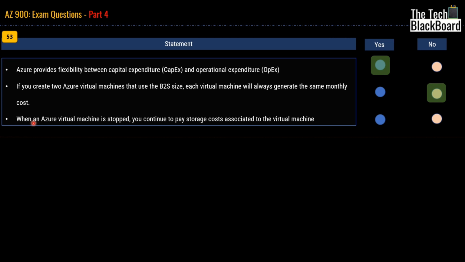Moving on to the third statement, we have: when an Azure virtual machine is stopped, you continue to pay storage costs associated to the virtual machine? Well, the answer for this one is a yes. Reason being that when a virtual machine is stopped, you stop paying the cost which is associated with the virtual machine compute. However, each virtual machine has an associated storage as well. When you stop the virtual machine, of course, the virtual machine is stopped, but the storage continues. And that's the reason that you still continue to pay the cost of the storage. And that's the logic behind choosing a yes for this statement.